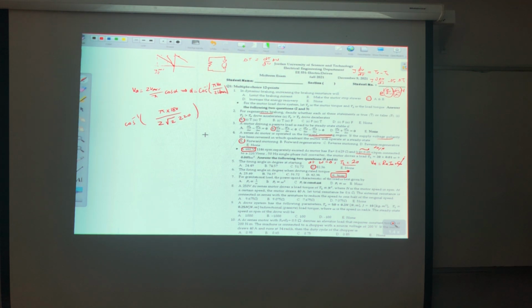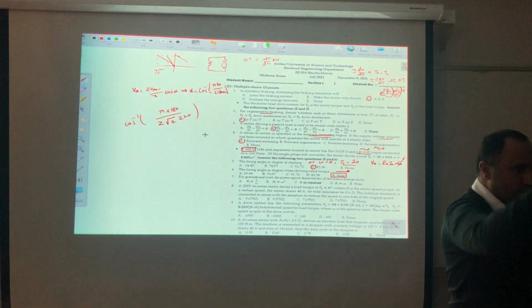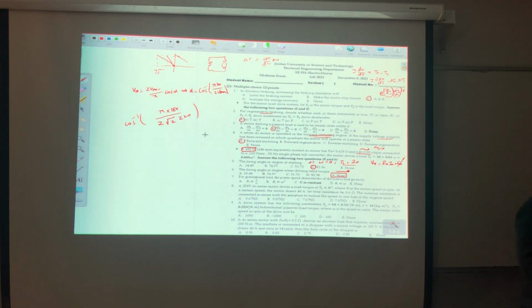It is pi multiplied by 180 divided by 2, divided by square root of 2 divided by 220, the inverse cosine, which equals 24.66. So you are forgetting what? Square root of 2. Yes. So maybe you read it as 25. Or maybe it's supposed to be this here. Well, whatever. So the answer is D.